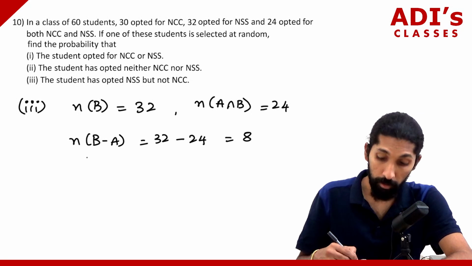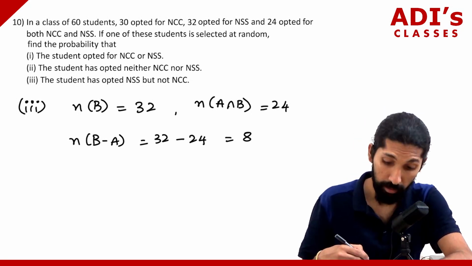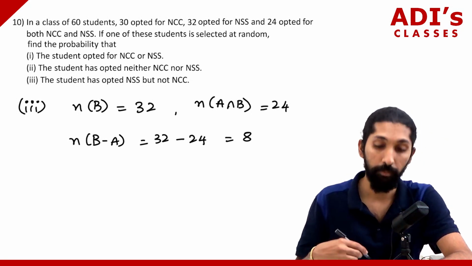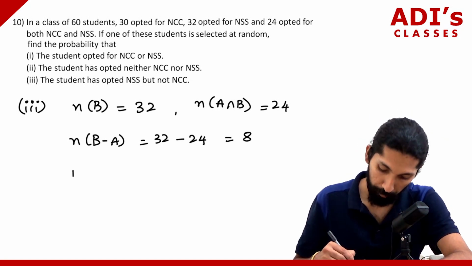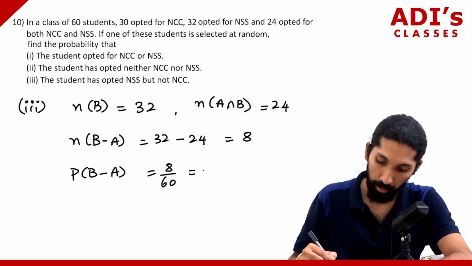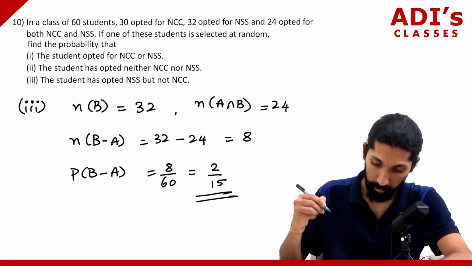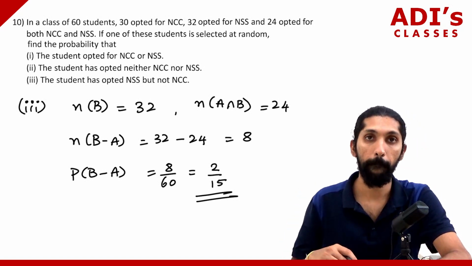Correct? So there are 8 kids who have taken only NSS but not NCC. So what's the probability? P of B minus A is going to be 8 out of 60, which you can say 2 out of 15. So the answer is going to be 2 by 15. Clear? So this is the answer for the third one.